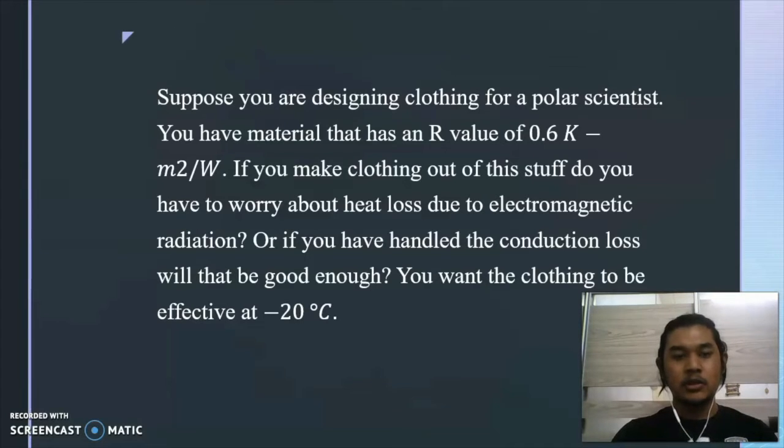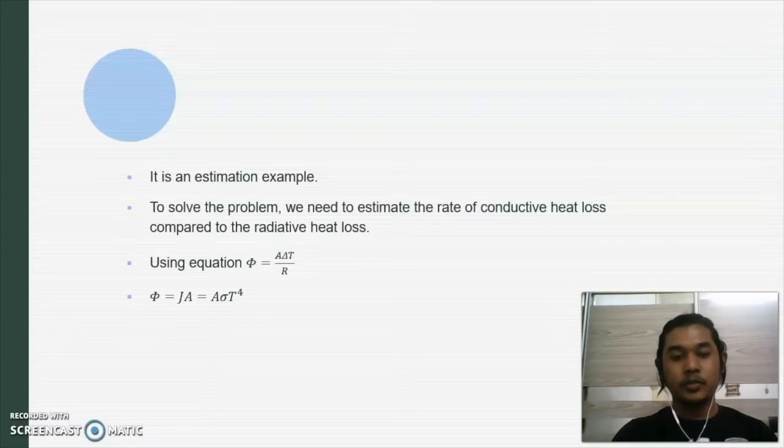Next, I will tell about the theory for calculation example 2. The question is, suppose you are designing clothing for a polar scientist. You have material that has an R value of 0.6. If you make clothing out of this, do you have to worry about heat loss due to electromagnetic radiation, or is the conduction loss good enough? You want the clothing to be effective at negative 20 degrees Celsius.